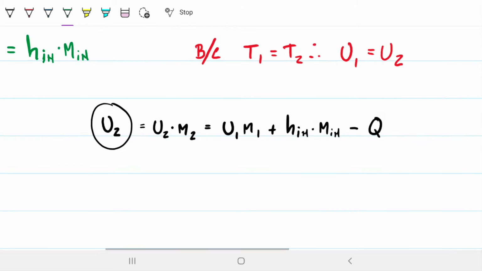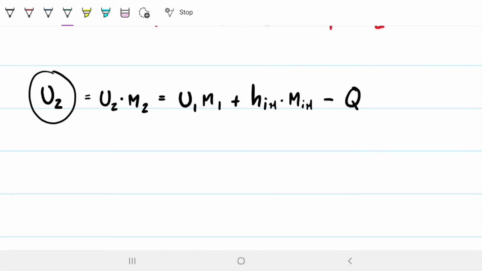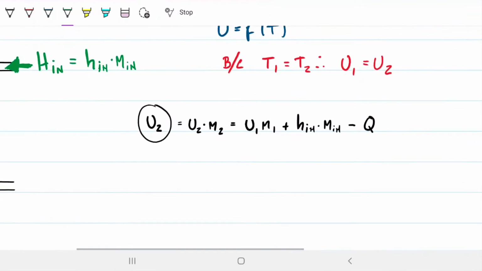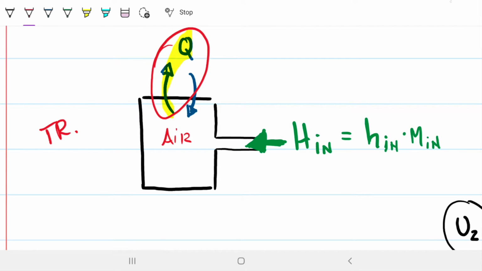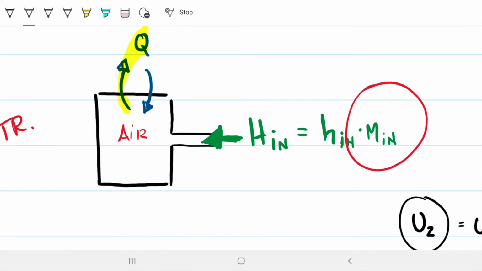All right, cool. So what do we need to be able to solve this? We need the masses, and we need the internal energy and the enthalpy, and then we can solve for Q, all right? But if we go back here and we look at what's happening in terms of mass, Q is not transporting any mass, right? This is only energy. The only mass that's changing is this mass in.